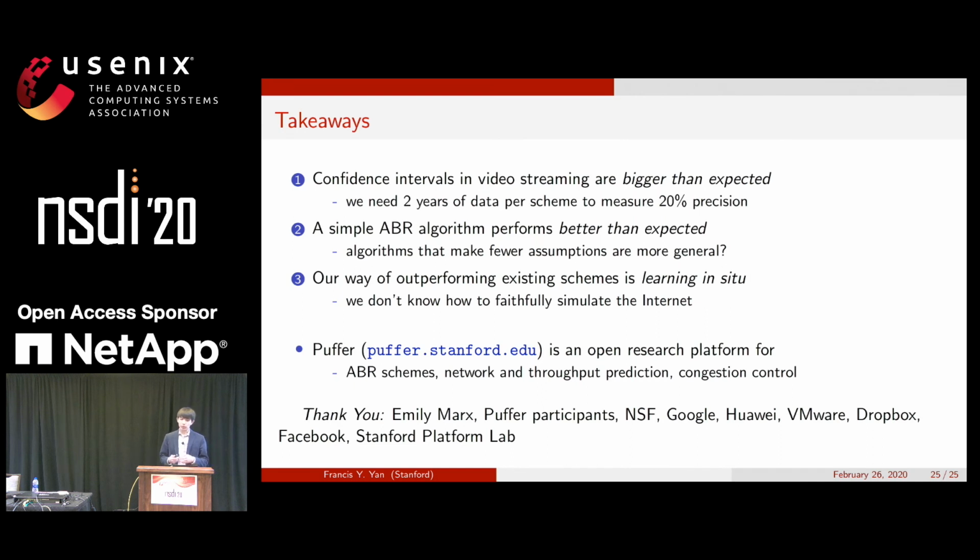The only scheme to robustly outperform BBA was Fugu, which learns a transmission time predictor in situ on real data from the deployment environment without the need of any network simulators. It's very challenging to build and maintain a platform that enables us to collect years of video and measure statistical uncertainty. We don't want everyone to go through it. So we are opening Puffer to the research community for testing ABR algorithms, network and throughput predictors, and congestion control. Please get in touch, and we'll be happy to work with you.